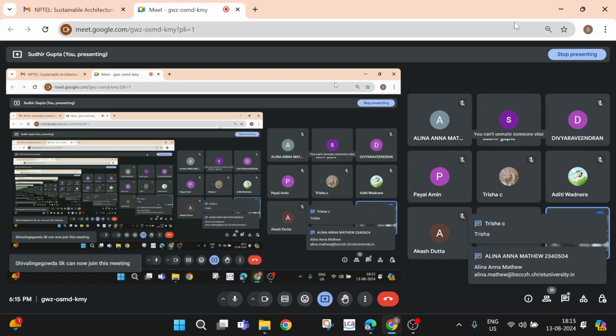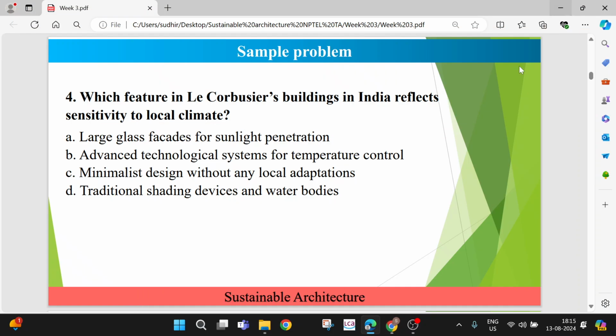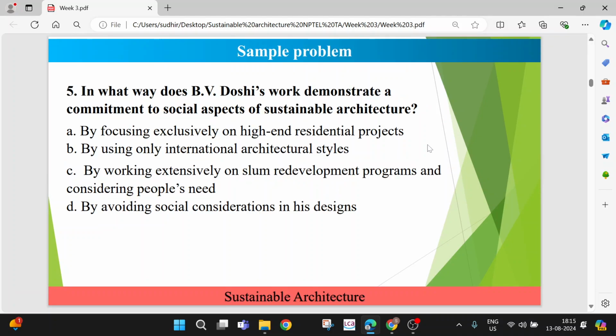This is question number fifth. Is it visible? Answer C. Option C is the answer. Okay. Sarad is also saying answer C. Divya, answer C, sir. Payal is also saying C.